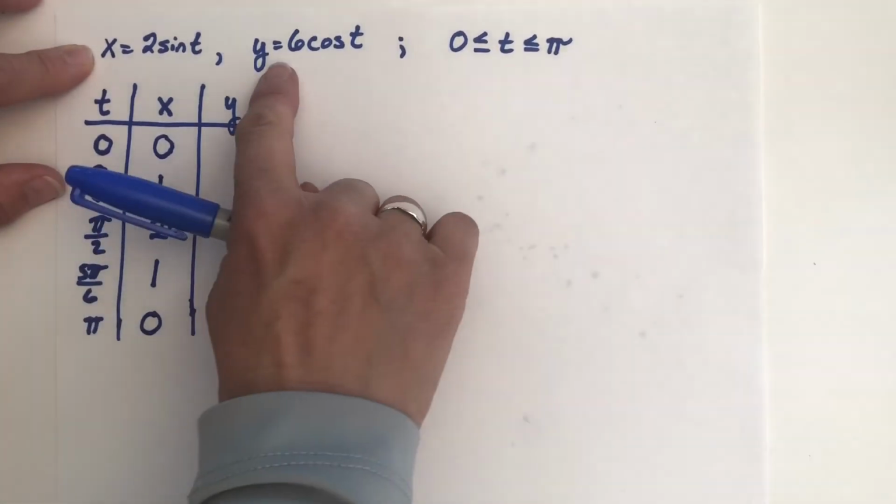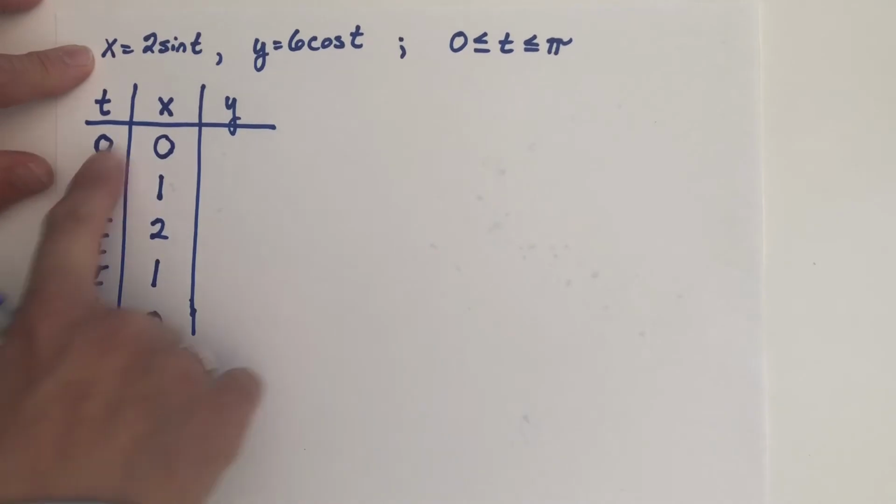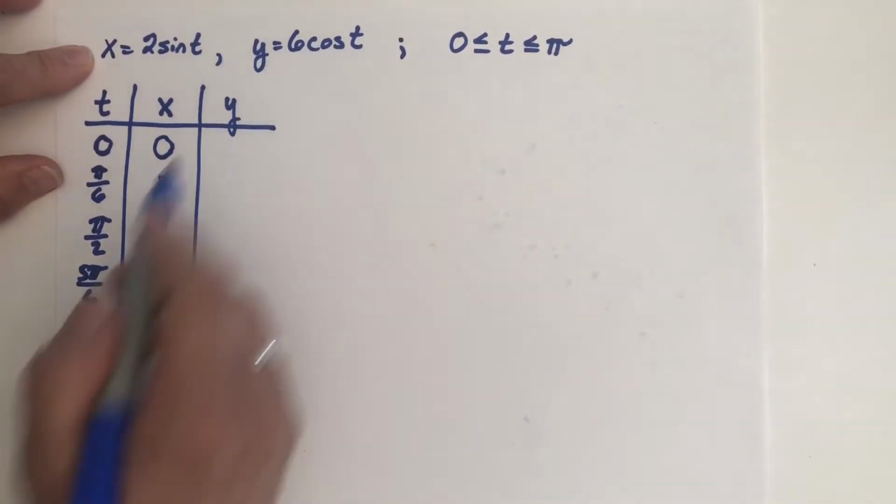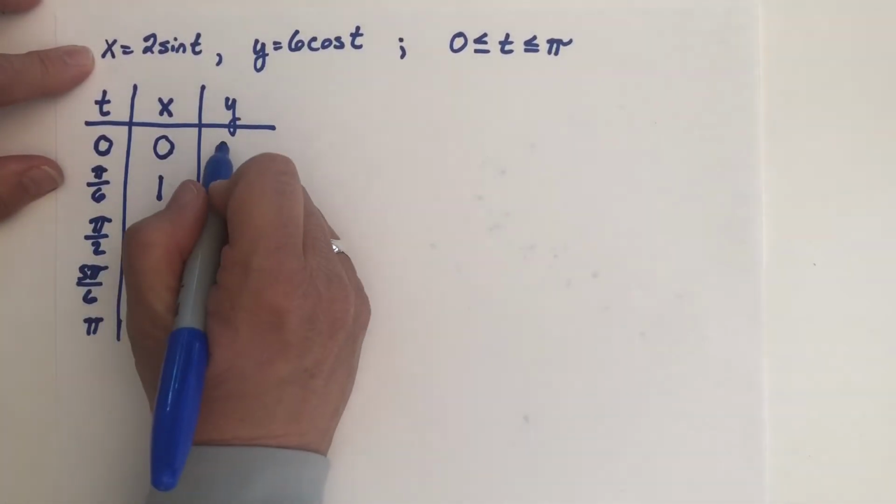Let's find our corresponding values for y. Substitute in 0. The cosine of 0 we know is 1. 6 times 1 is 6.